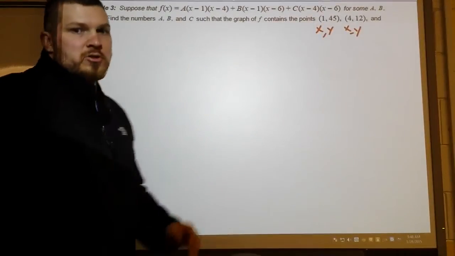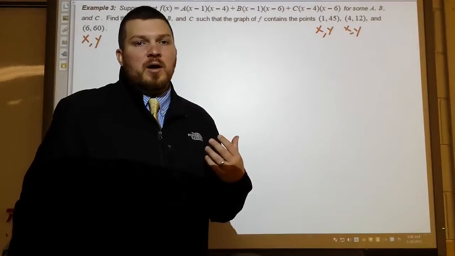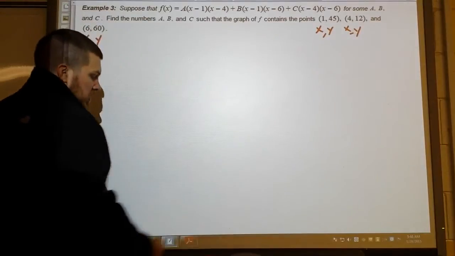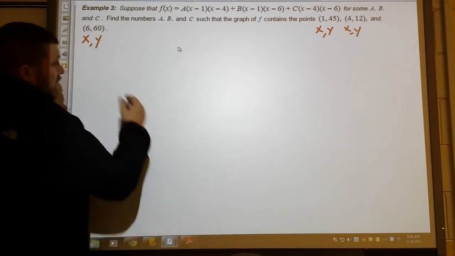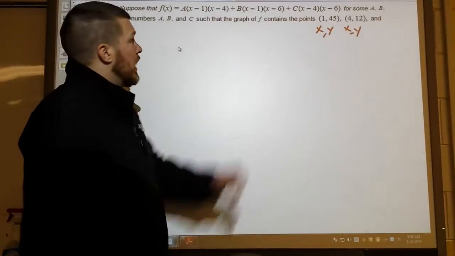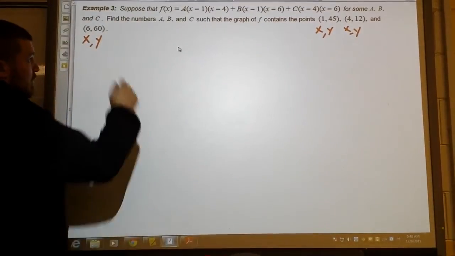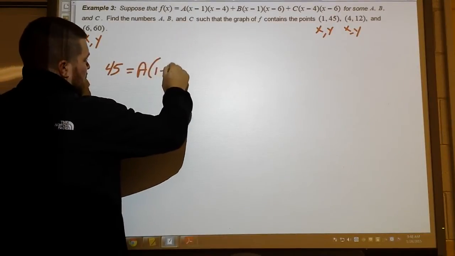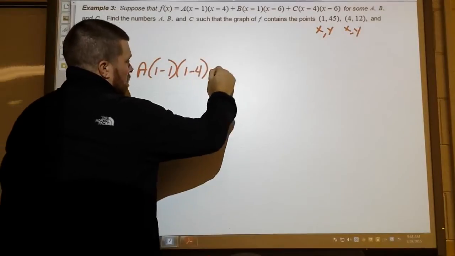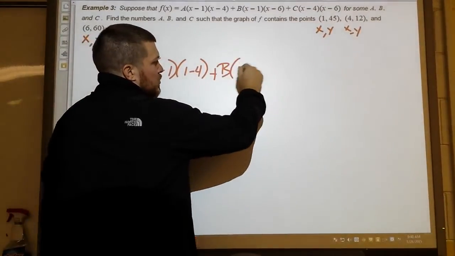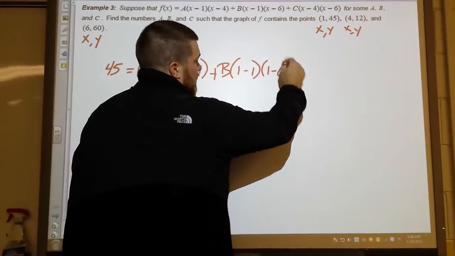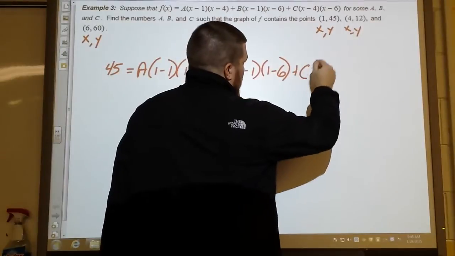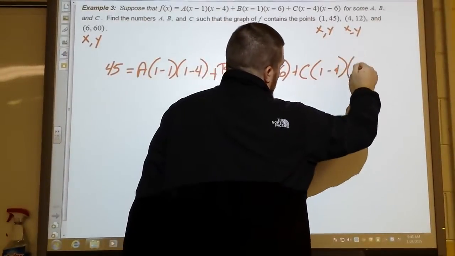And what I'm going to do is just use one point at a time and plug into my polynomial and find each one of these coefficients. So I want to start with the first point, (1, 45). Everywhere I see an x, I'm going to plug in a 1. Everywhere I see a y, I'm going to plug in a 45. So I have 45 is equal to a times 1 minus 1 times 1 minus 4 plus b times 1 minus 1 times 1 minus 6 plus c times 1 minus 4 times 1 minus 6.